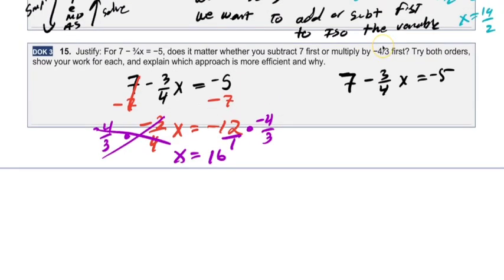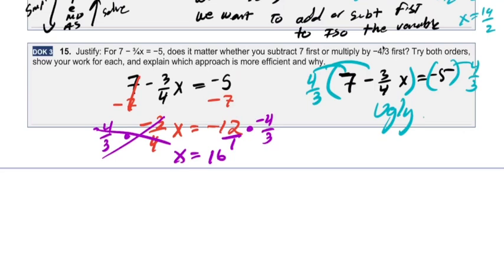This one wants you to multiply by 4/3 first. So they want us to multiply everything by 4/3. That's going to be ugly and wrong. So 7 times 4/3 is going to be something like a fraction. 5 times 4/3 is like a fraction. This will be 1. That'll work out nicely.